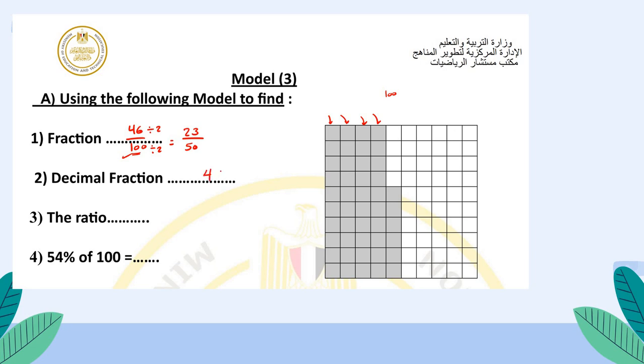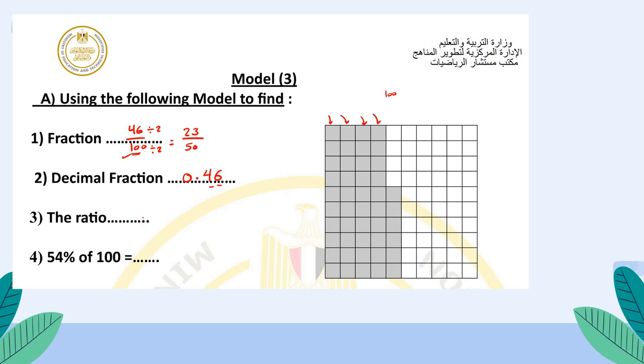I will write the numerator as this. I will count places according to the number of zeros. We have here 2 zeros. So I will count from my right hand 1, 2, then put the decimal point, then put 0. So the decimal fraction is what? 0.46.